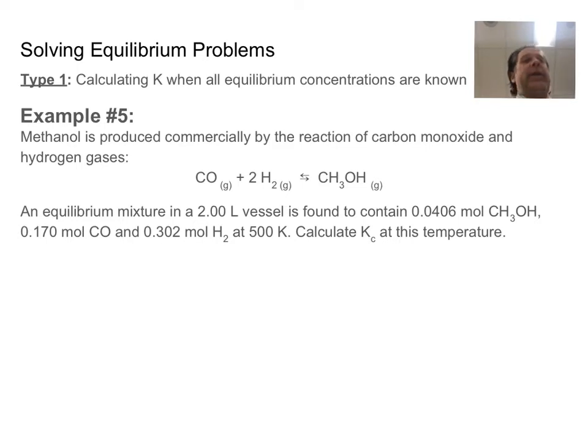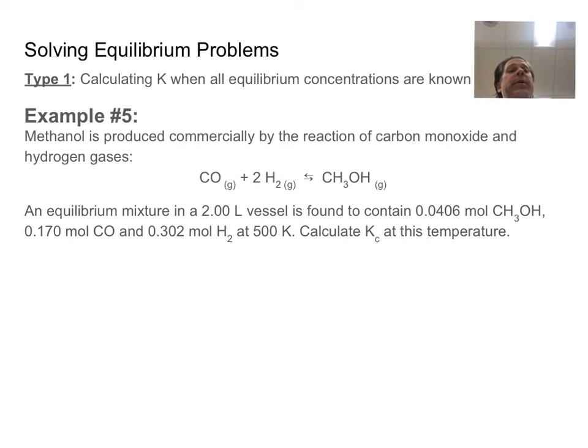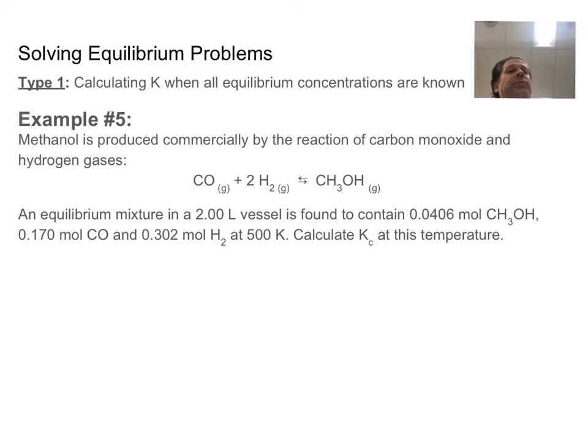Now, the first one we're going to do is example number 5 in your notes. It's when we are asked to determine the equilibrium constant when we know all the concentrations of the things that are at equilibrium. In this case, we have methanol being made by the reaction of carbon monoxide and hydrogen gas. We are told the mixture is in a 2-liter vessel, and we know the number of moles of methanol, carbon monoxide, and hydrogen. That's all occurring at 500 Kelvin, so we simply have to calculate Kc.